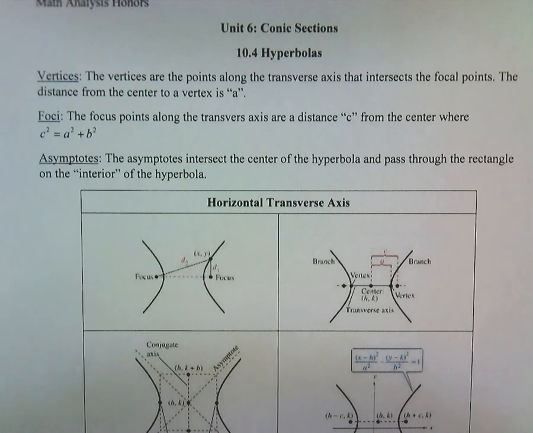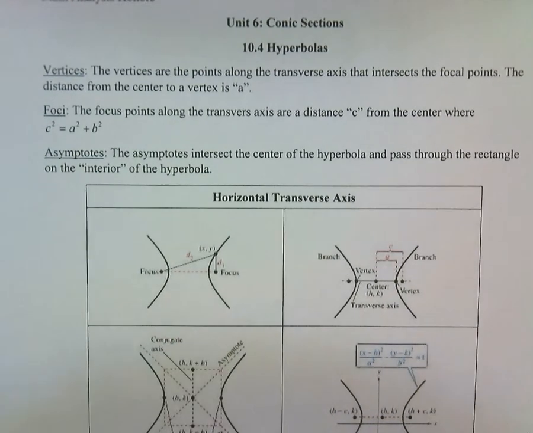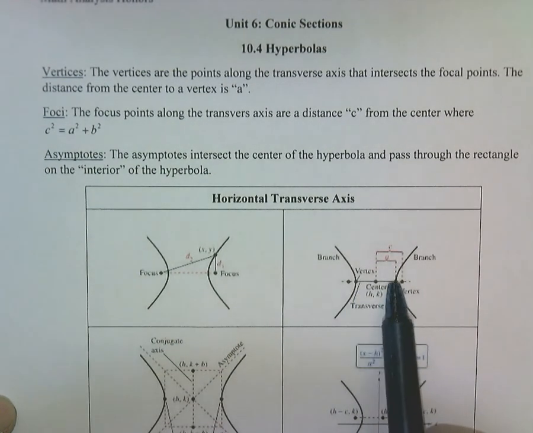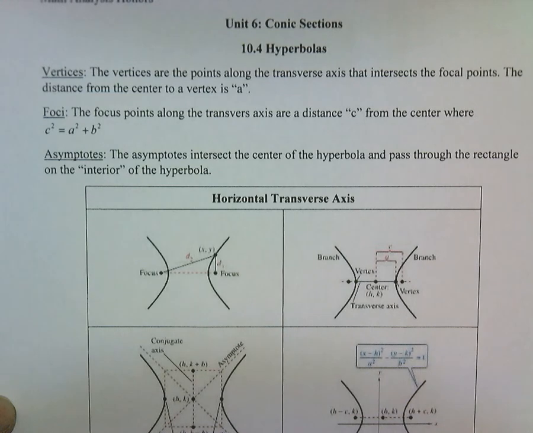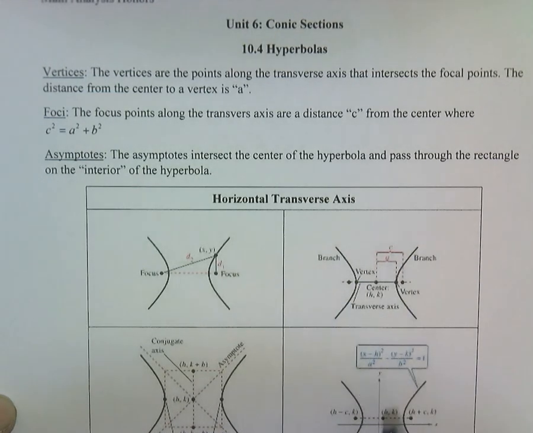So instead of going in towards the center, they're going away from the center. And so that's where the vertex is going to be. So you've got these vertices here and here. And this is called a branch, and this is called a branch. You're going to have these focus points that are going to be out away from the center, where an ellipse is towards the center.